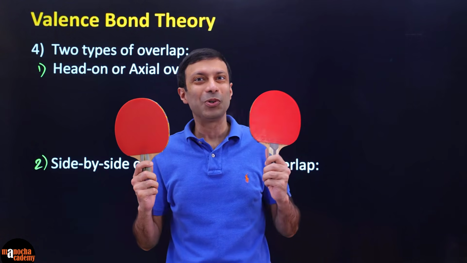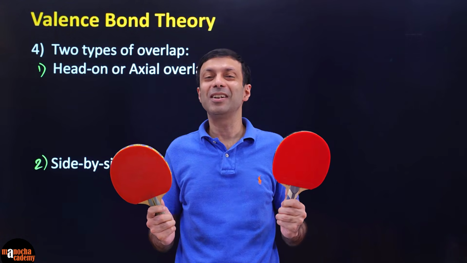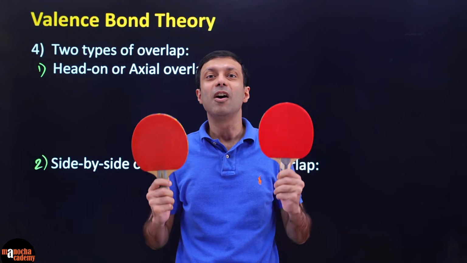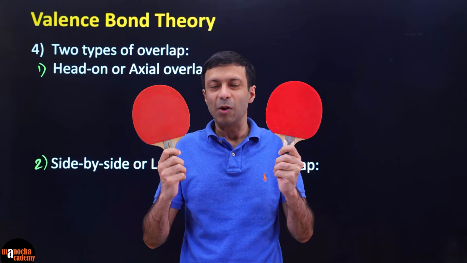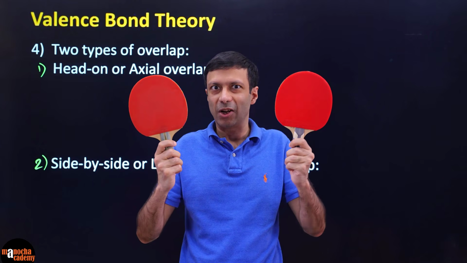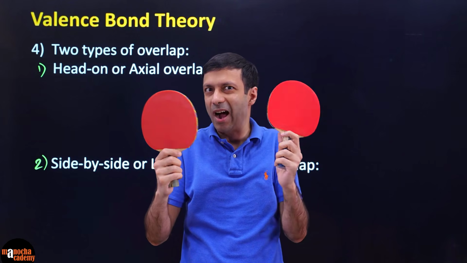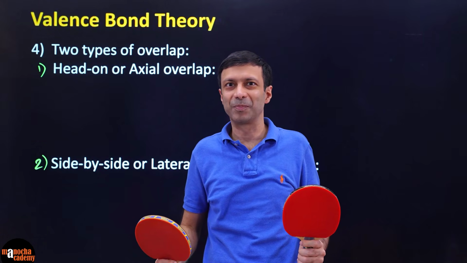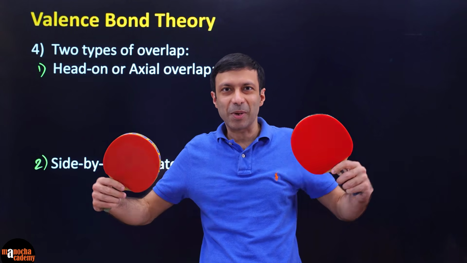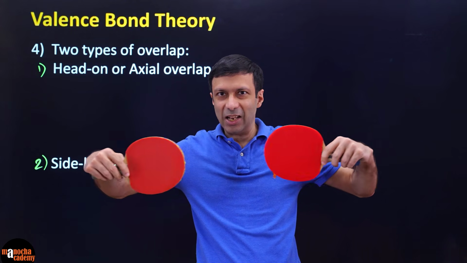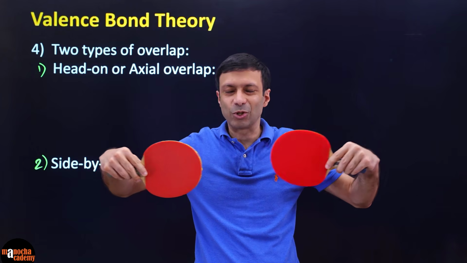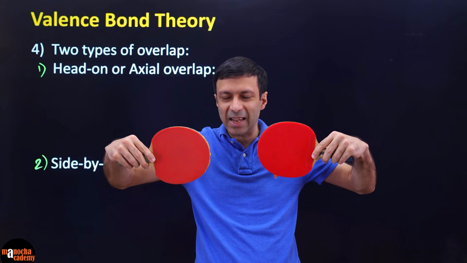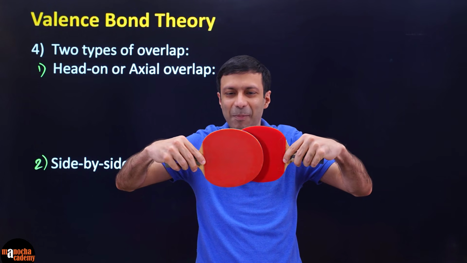So let me use these two table tennis rackets to explain to you the types of these overlaps. Remember, these rackets are representing the p orbital, right? And once again, the electrons are on top and below. So I'm showing half of the p orbital here. So first, let's look at the head-on or axial overlap. When the atoms are coming close to each other, let's say along this axis, you can call this the X or Z axis, whatever convention you want to follow. So let's say they're coming along this axis and they overlap like this.